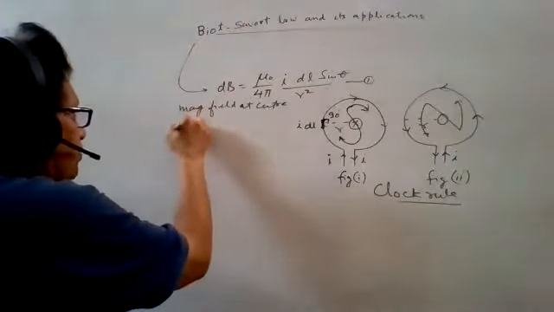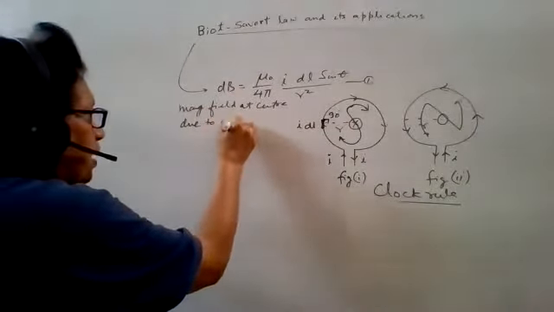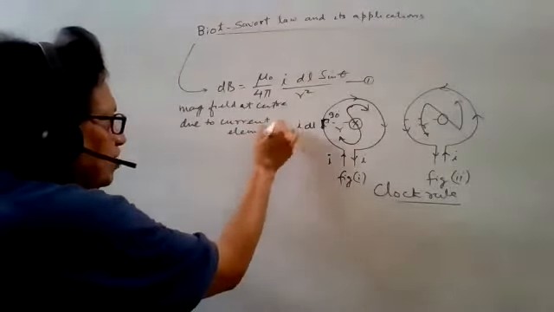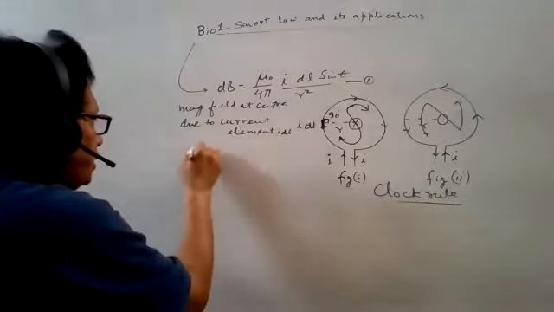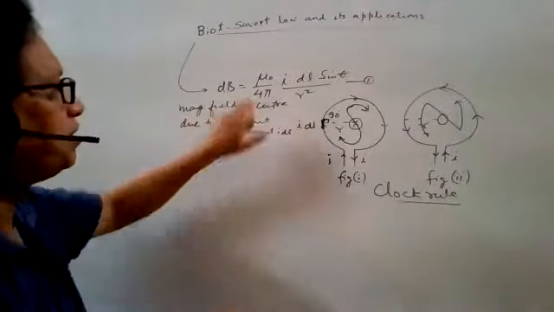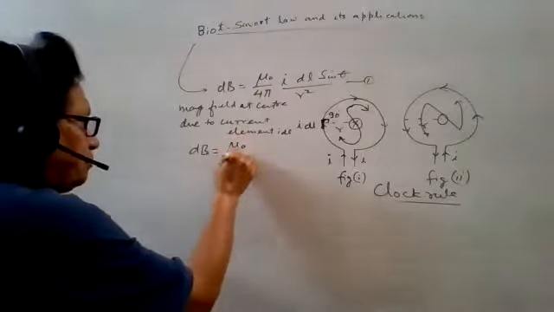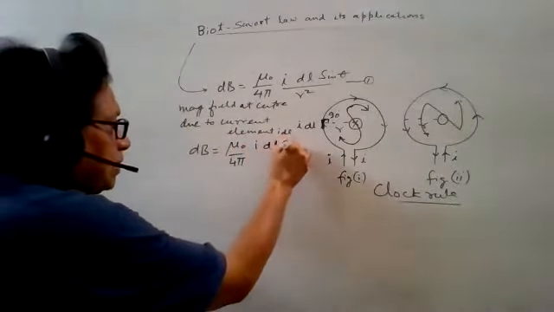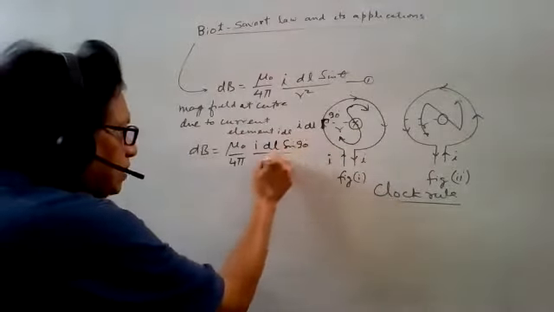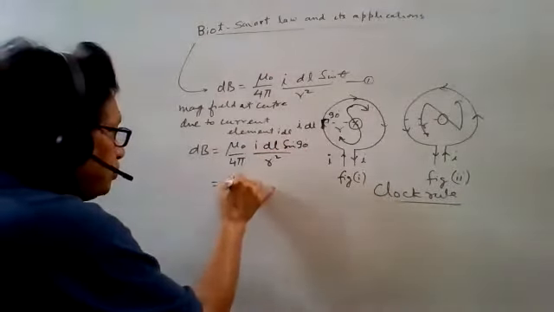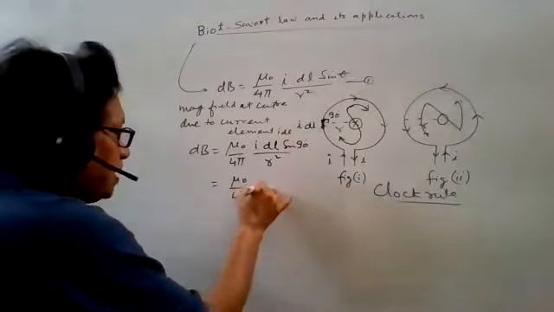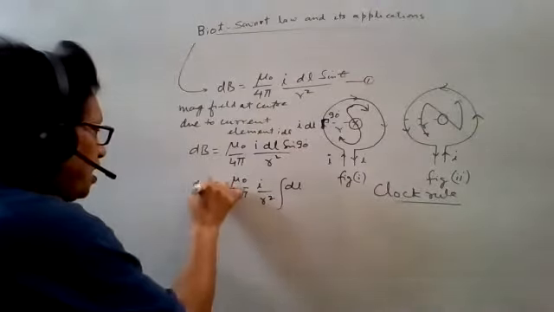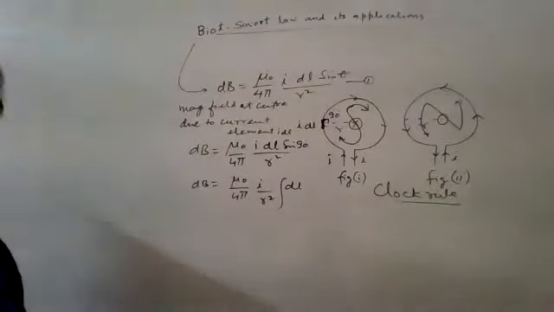Due to the current element I dl, this dB is equal to, using the Biot-Savart law, mu naught upon 4 pi, I dl sin theta, where theta here is 90 degrees, upon r square. So dB is mu naught upon 4 pi, I dl upon r square. There is a magnetic field.